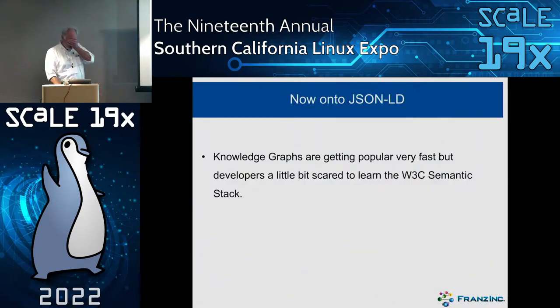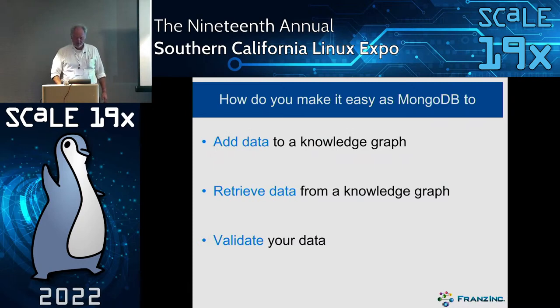So now on to JSON-LD, right? So knowledge graphs are getting popular very fast, but developers are really a little bit scared to learn the W3C semantic stack. They think it's hard. I think it's bogus, but a lot of people say, oh no, I'm not going to learn all that. I just want to stay with JSON, right?